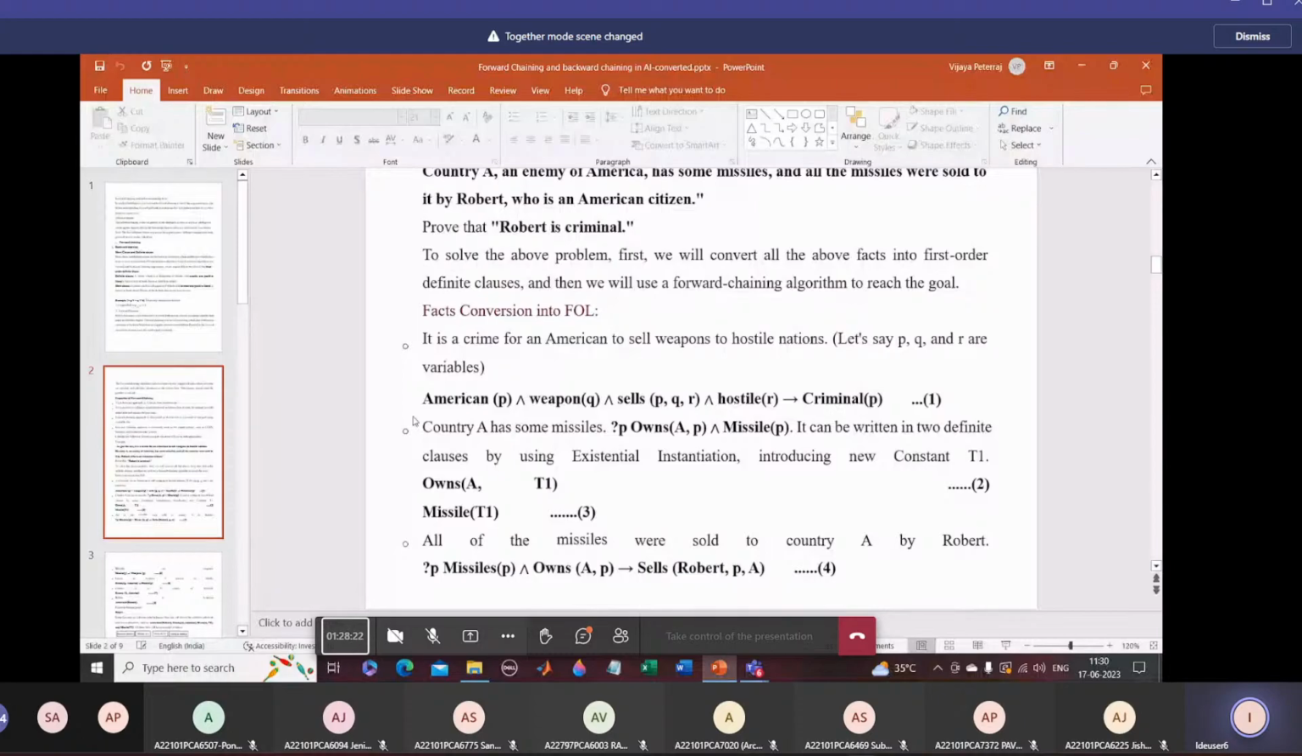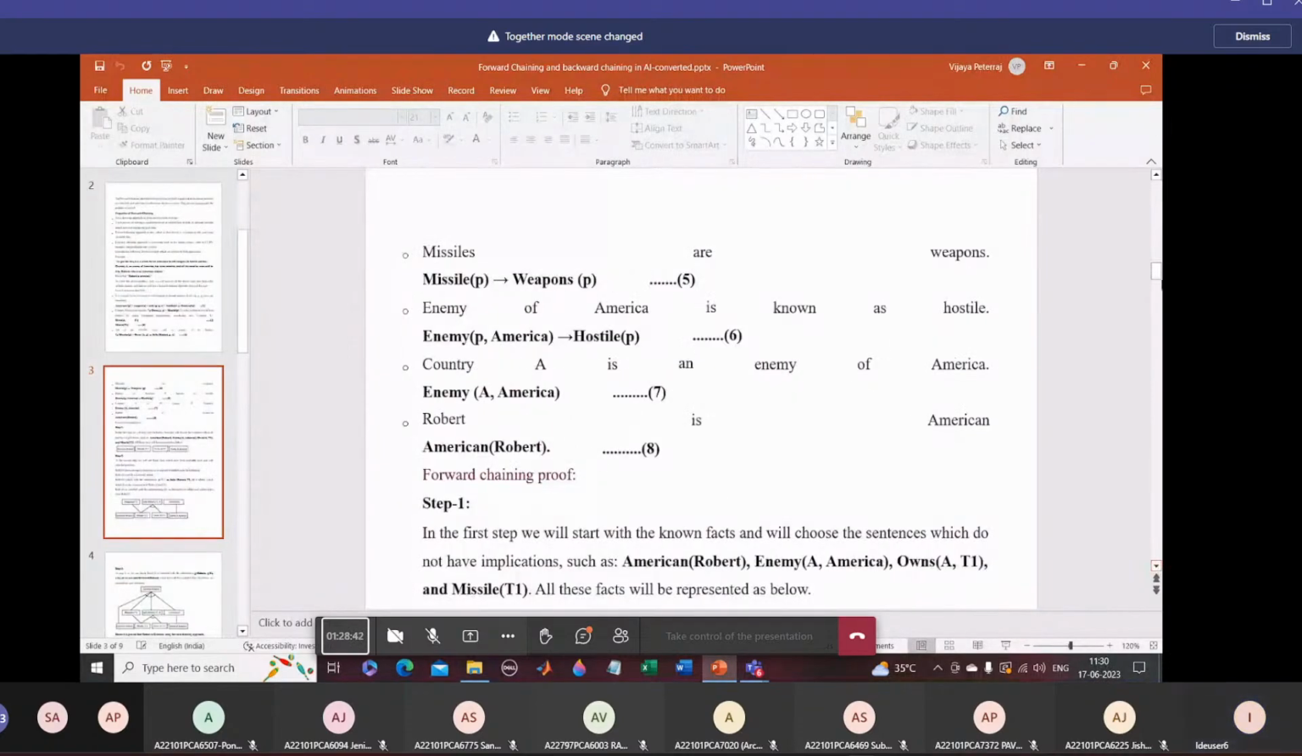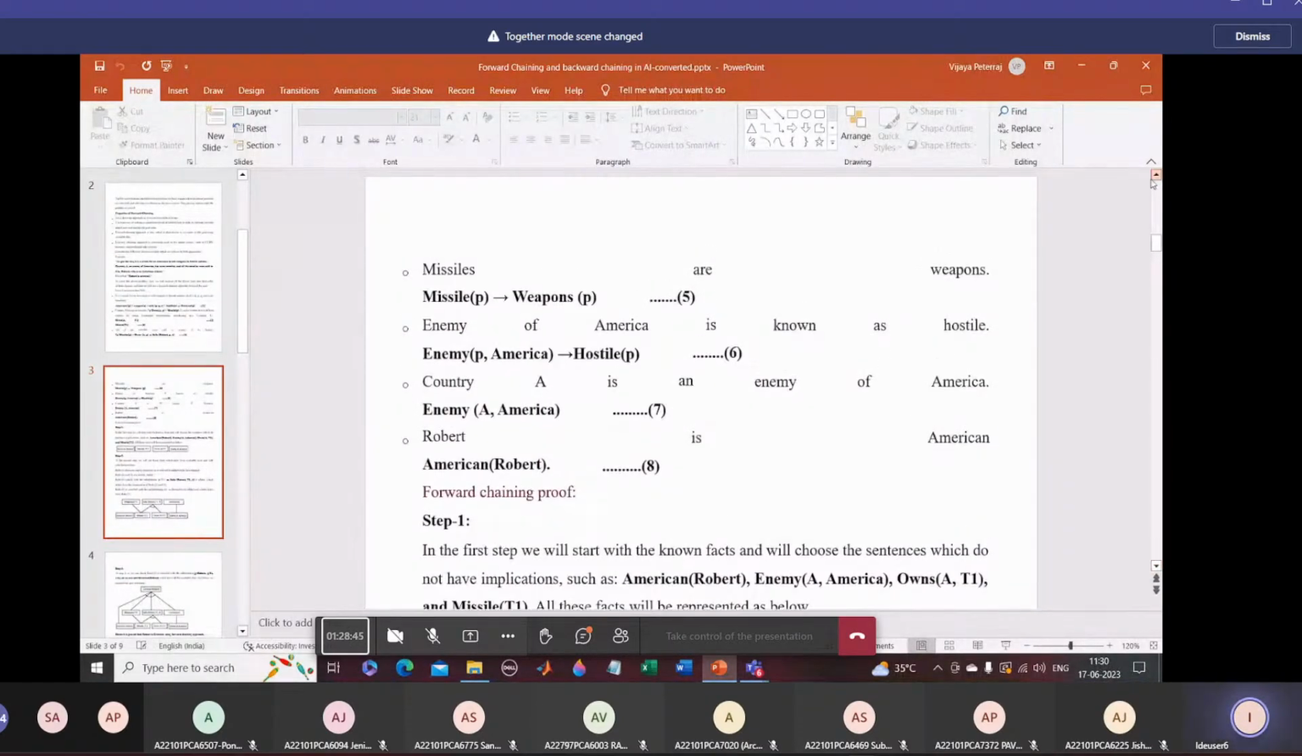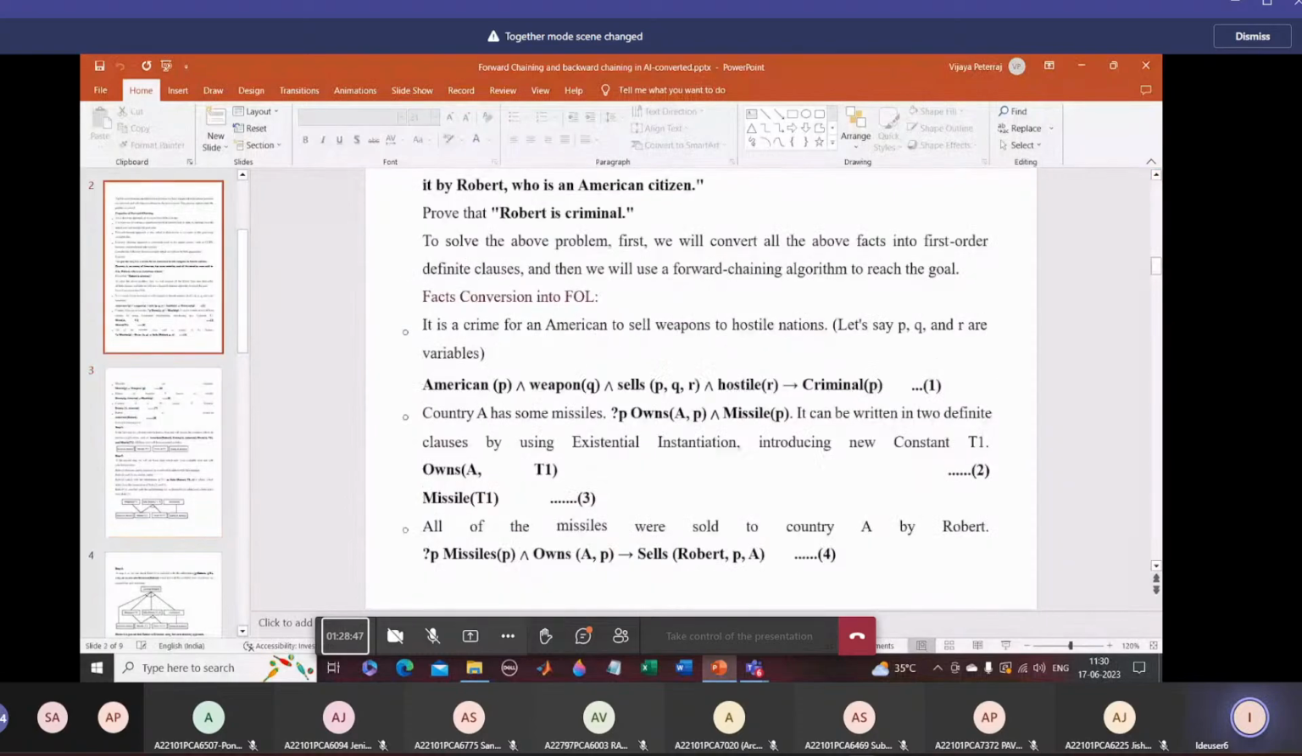So country A has some missiles. We have to look at that. Country A has got, owns some missiles. So it can be written as P is a missile, some sort of weapon, and this is how it could be written. And we will take a new constant T1. A owns T1. T1 is a missile. The next one: A is an enemy country. It is owning some missiles, weapons like that.